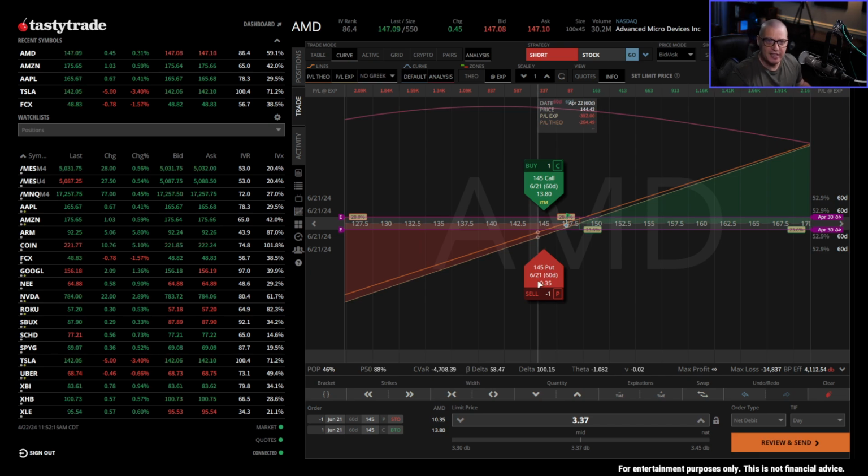So our break-even point is really 145 plus the debit I paid. So if I paid $3.37, the price is changing because the market is open, but essentially my break-even point is going to be 145 plus 3.37. So my break-even point is going to be 148.37. So I need the price to actually rise 3.37 before I can break even, because I've got to make up the difference for the debit paid for the synthetic long.